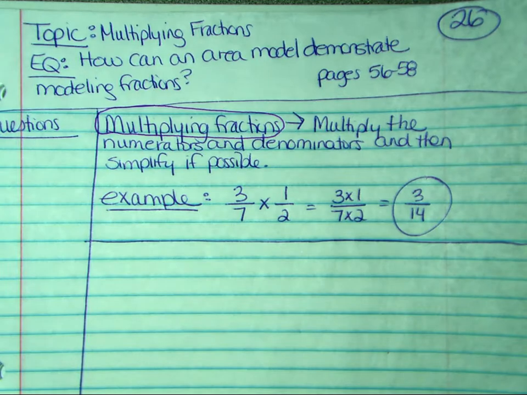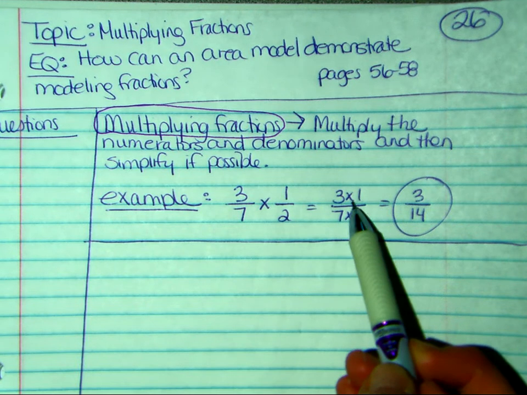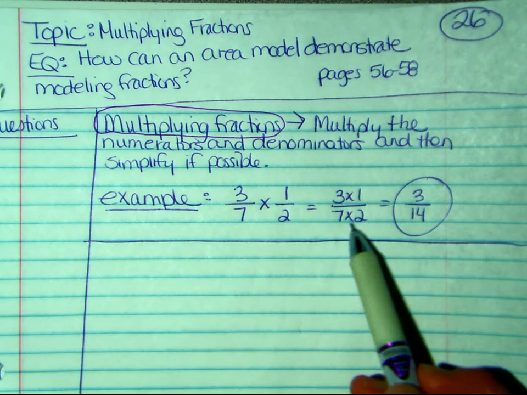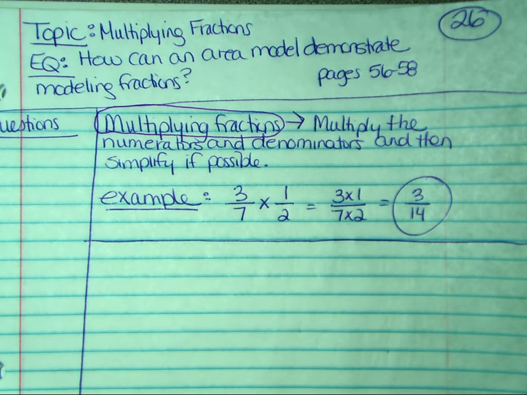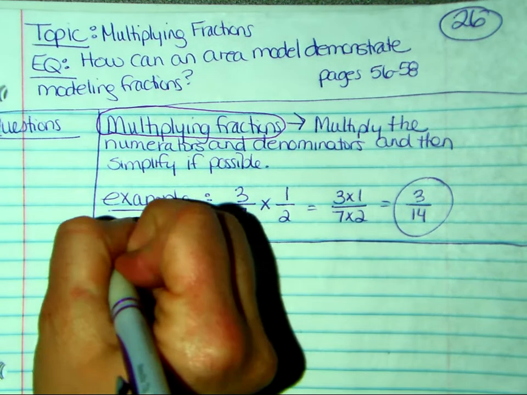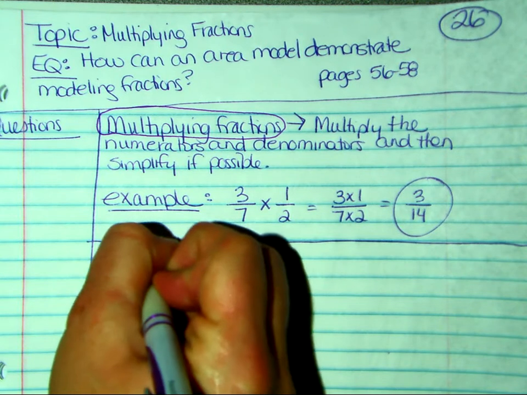Now, if you need to go back or pause the video so that you can get these important little notes written down, you can do that. There is an example problem. It gives you 3/7 times 1/2, and you'll see how we rewrote 3 times 1 over 7 times 2, and then we answered it.